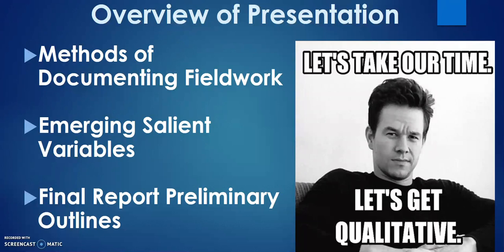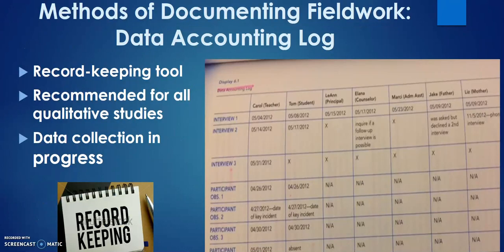Within the topic of methods of documenting fieldwork, the authors provide 6 different methods. I will provide you with a brief description of each method. Method 1 is a data accounting log. The data accounting log is a record-keeping tool for the types and quantity of data that is being collected. This method is recommended for all qualitative studies.